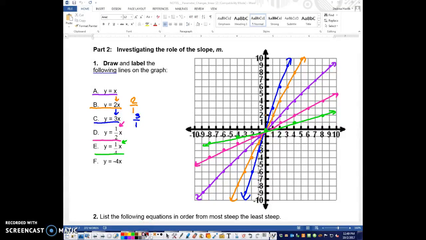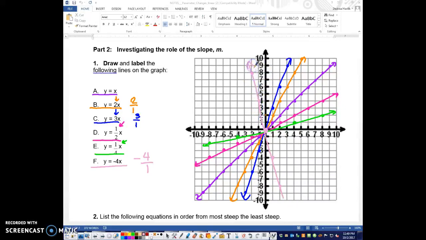Very last one we have here. Y equals negative 4x. So this is our first view with a negative. What do you think that's going to do? Think about it. What do you think that negative will do? Let's find out. So our y-intercept is still 0. Now we have a negative 4 over 1. So that means go down 4 over 1, down 4 over 1. Okay, then you go up 4 over 1, up 4 over 1.